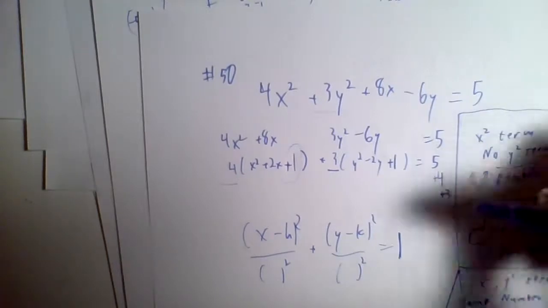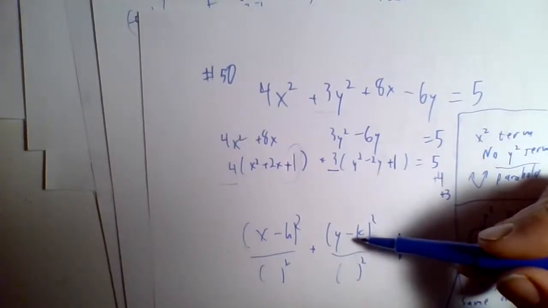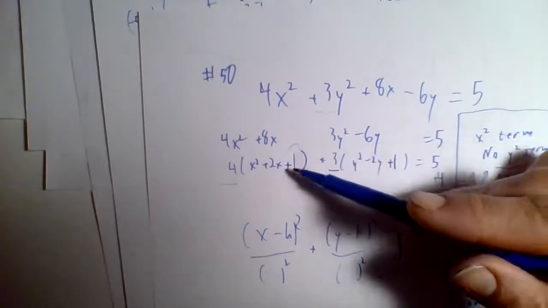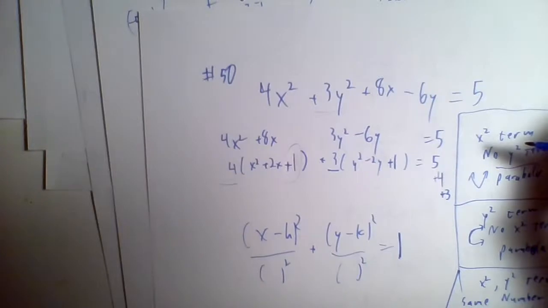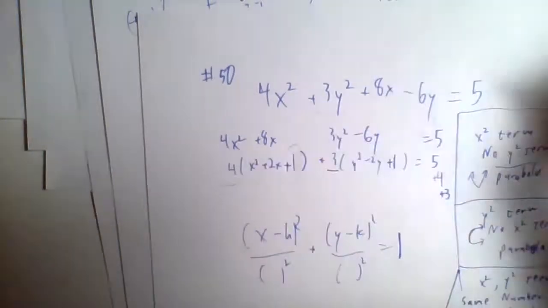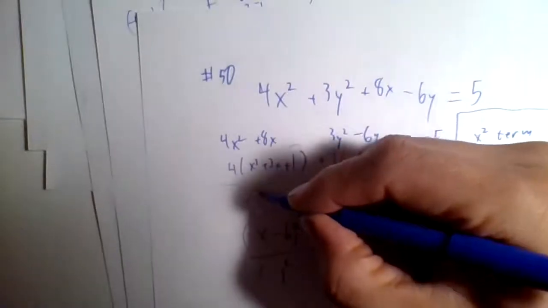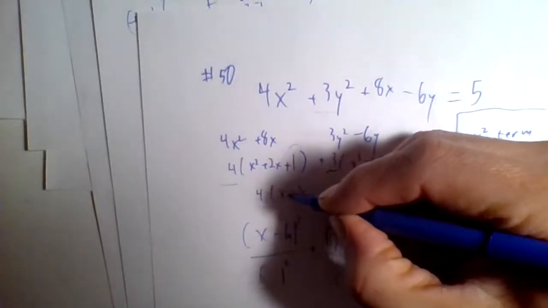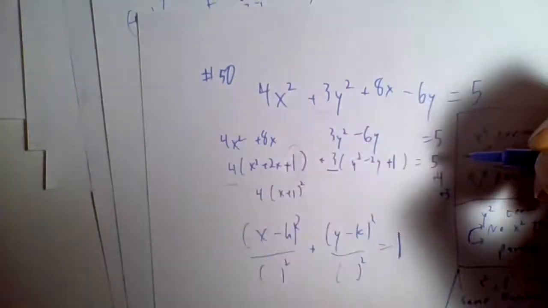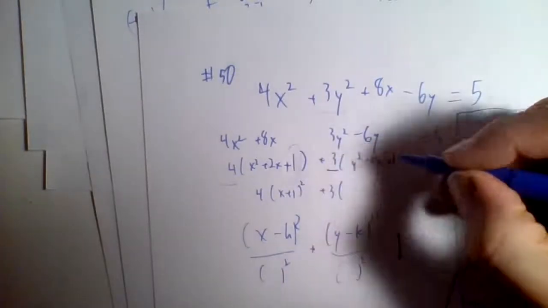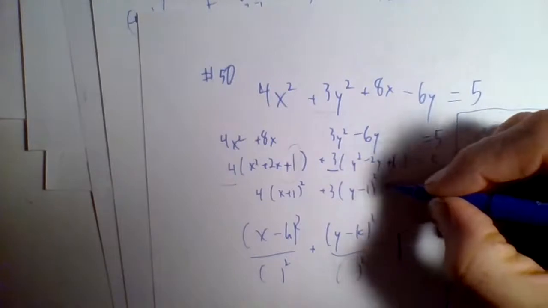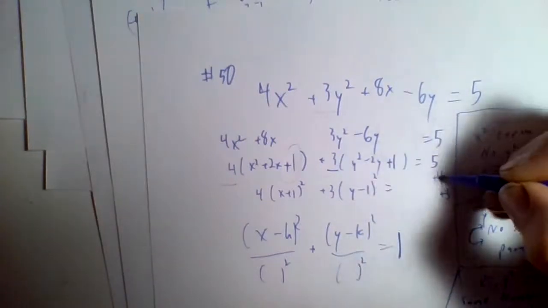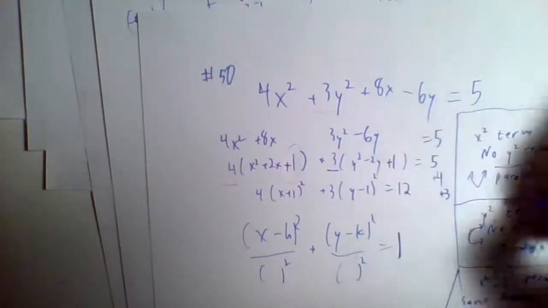We need to make the perfect squares show up. So we need to add the completing the square term in there, and see how that affects the other side of the equation. Now, here's what I got in between. So far, I've got 4 times this perfect square. I'm going to go ahead and write it in perfect square form. 3 times this perfect square, that's y minus 1 squared, equals 9, 10, 11, 12. I got 12 over here now.